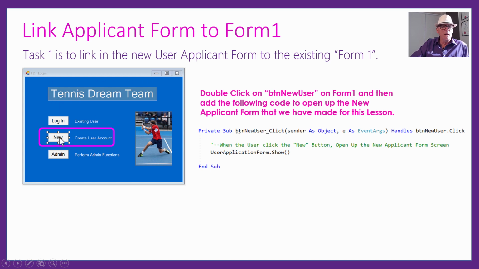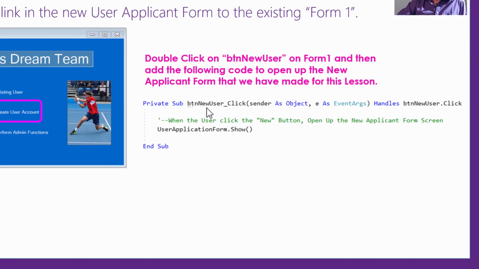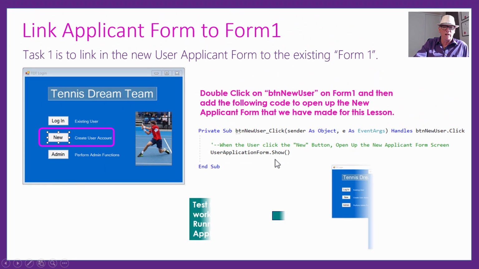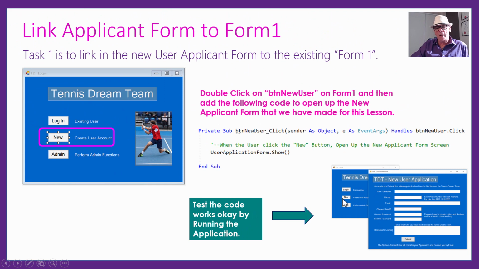We just need to double click on the new button for when they want to create a new user, and for that button's event code, you just have user application form, that's the name of that new form we made, .show brackets, and that will bring that form up. So you test it, and what happens is we click new, and bang, that new form we've made for the new user application comes up. So that's all working okay.